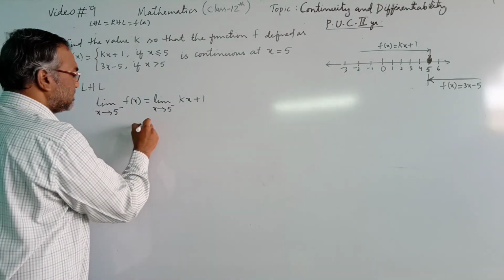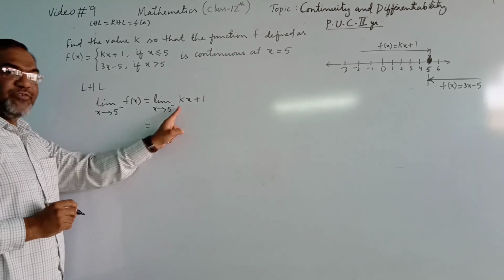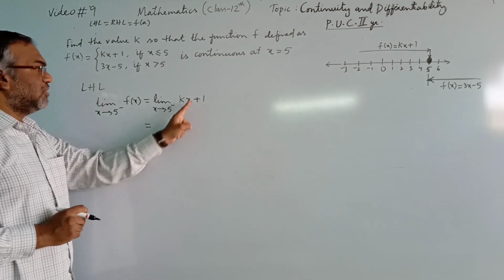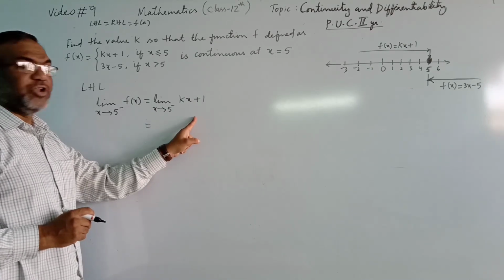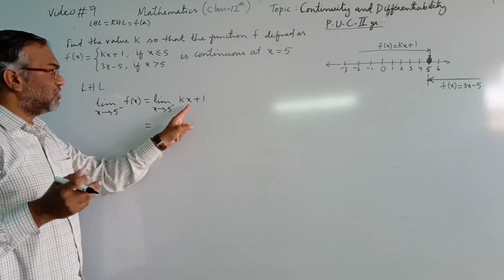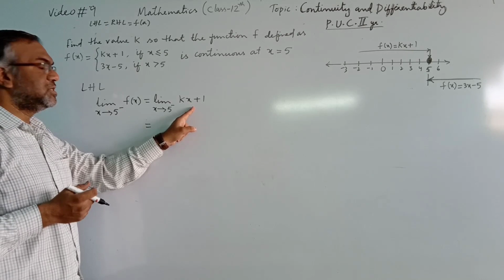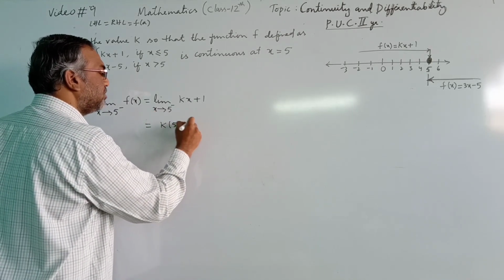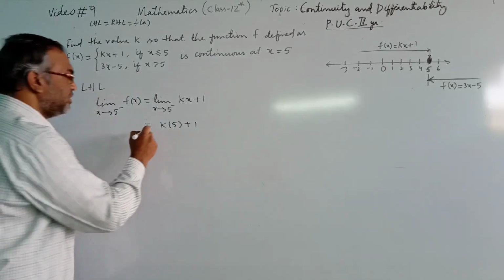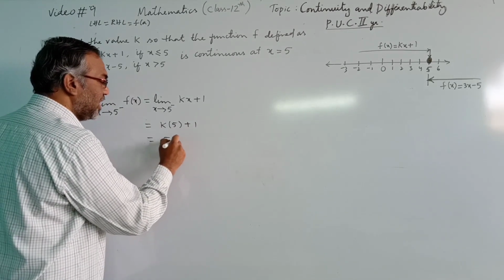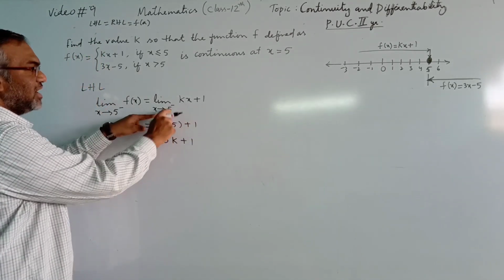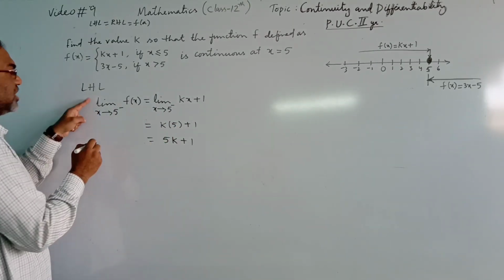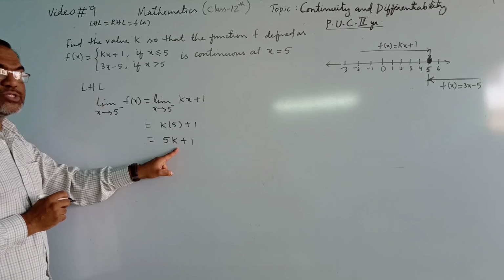Now replace x by 5 here and check if it is giving 0 by 0. Of course not, we do not have a denominator, so there is no chance of it becoming 0 by 0. So that will be k into 5 plus 1, which is 5k plus 1. We replaced x by 5. So we got LHL, 5k plus 1.